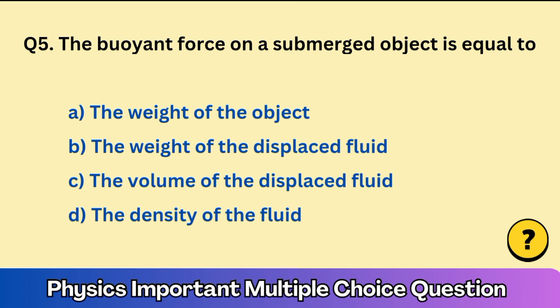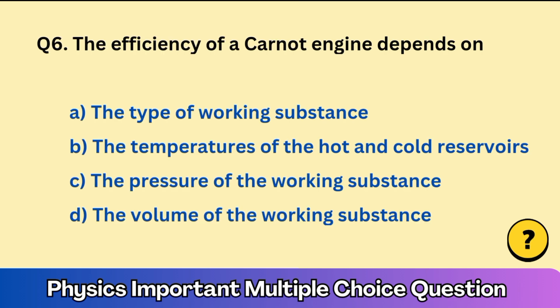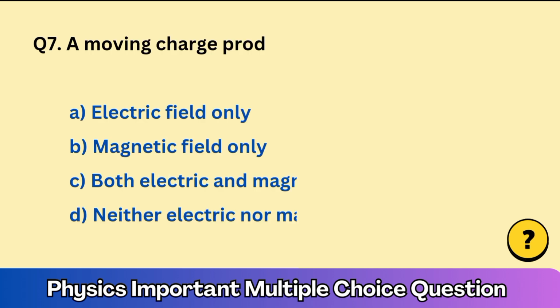Question number 5. The buoyant force on a submerged object is equal to. Right option is B, the weight of the displaced fluid. Question number 6. The efficiency of a Carnot engine depends on. Right option is B, the temperatures of the hot and cold reservoirs.